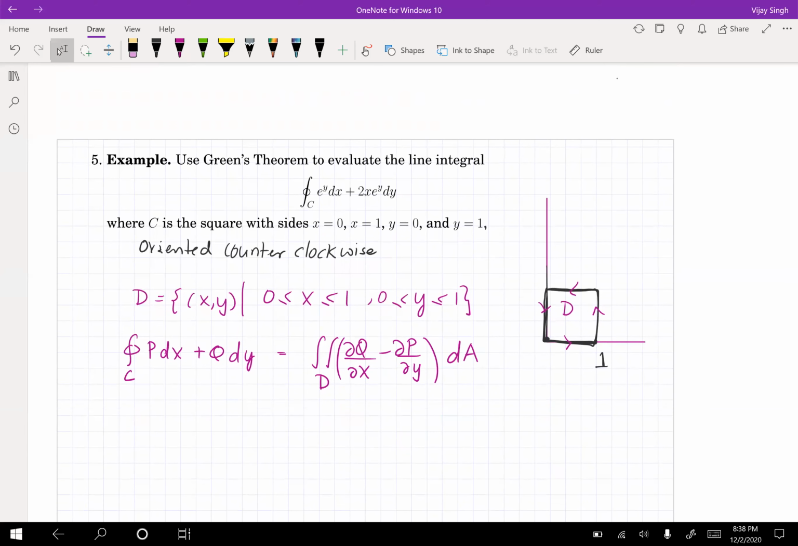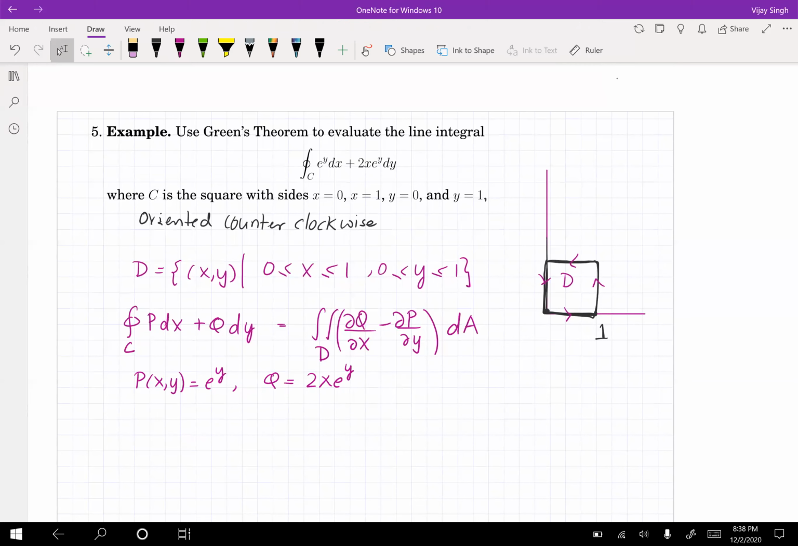So P of x,y is e to the y, and Q is 2x e to the y, right? So the right hand side becomes the integral over D. Now since it's a rectangle, we can use Fubini's theorem to write the iterated integral in any form. So I'm going to choose first with respect to x, then with respect to y.